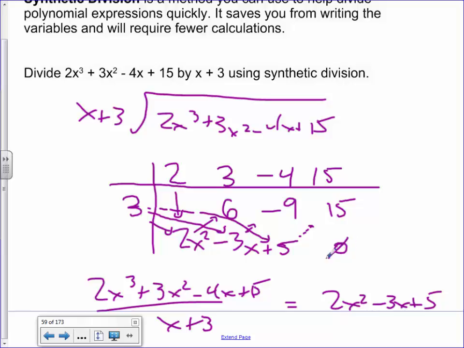Then work backwards. This is the remainder. That's the no x term, constant term. This is the x term, and that's the x squared term. Does that make sense? Okay, go take a break. We'll do some more when you come back.